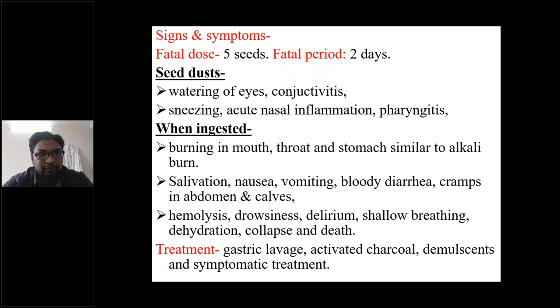What are the signs and symptomatology? Fatal dose is 5 seeds. Fatal period is 2 days. Seed dust, meaning the dust that comes from the seeds, can cause watering of the eyes, conjunctivitis, respiratory symptoms, sneezing, acute nasal inflammation, and pharyngitis.